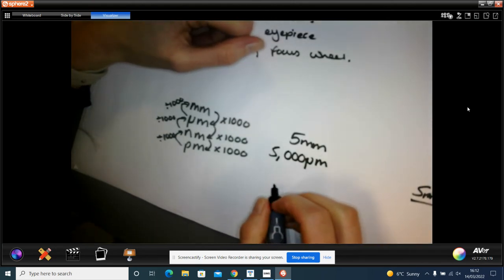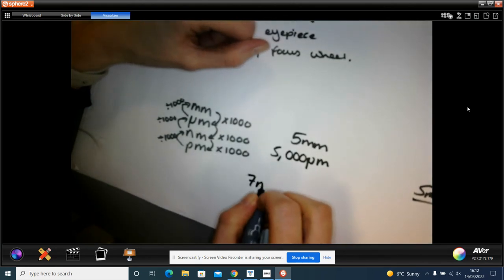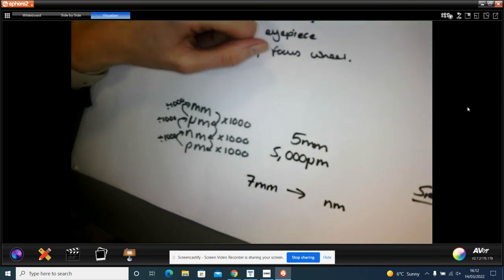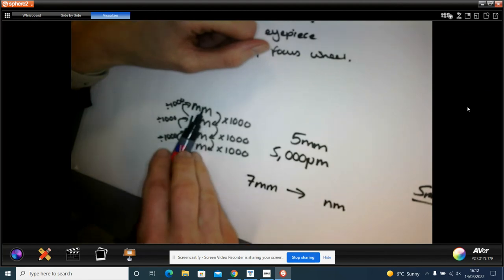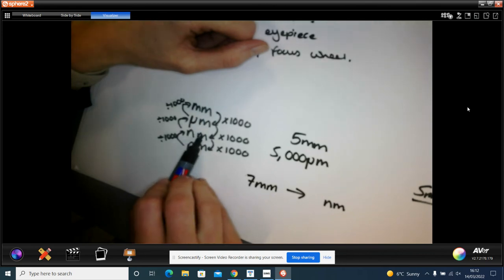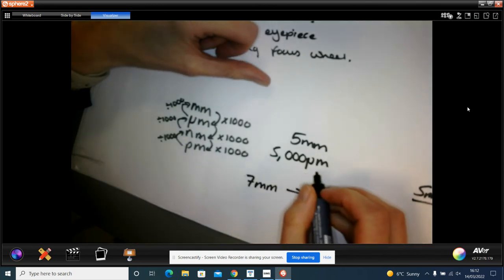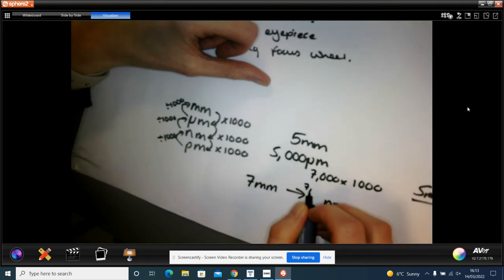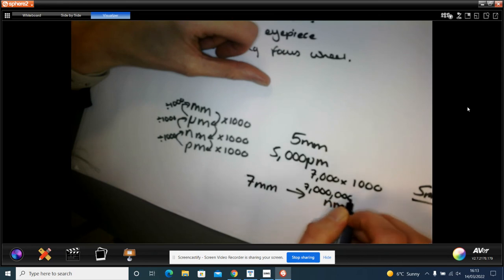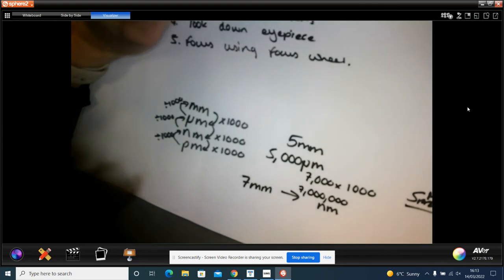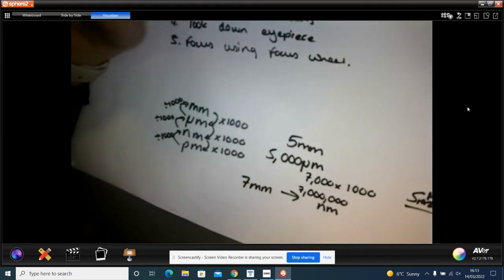Okay, I'll give you a go. Have a go at doing 7 millimeters and I want it into nanometers. So what you would do is you've got 7 millimeters and I want it into not micro but into nano. So you're going to times it by 1,000 and times it by 1,000 again. So you do 7,000 times by another 1,000, so you end up with 7 million. Okay, and obviously it works the same way backwards. And that is your magnification and microscopes.